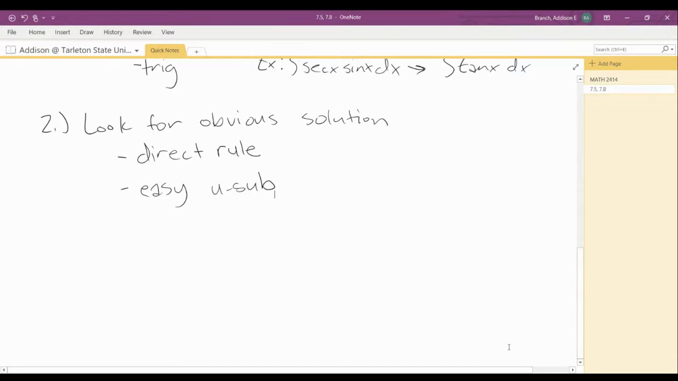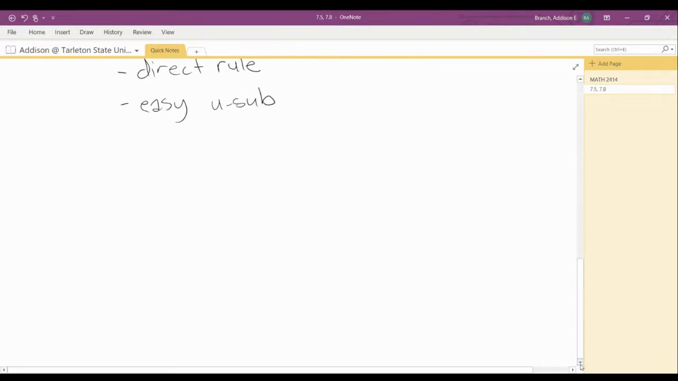But let's say that we have gone through steps 1 and 2 and we still don't necessarily have a bunch of stuff that we can really work with. That brings us to our step 3. And this is essentially where you want to match the form to the technique, to our integration technique.